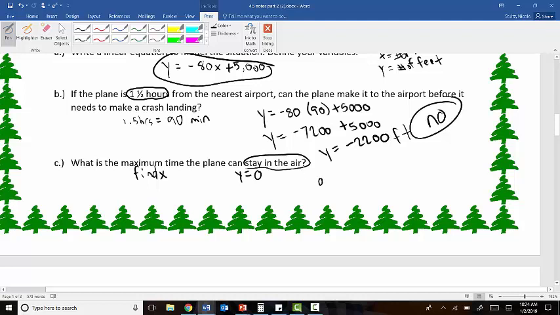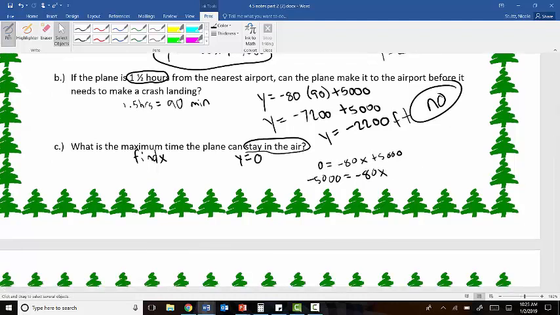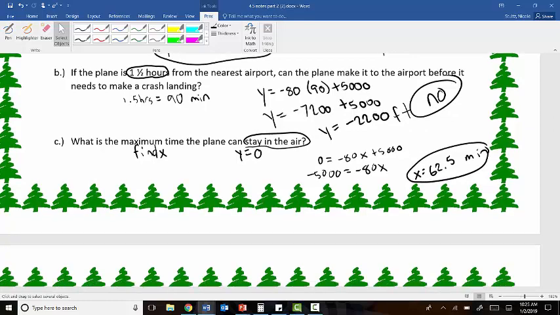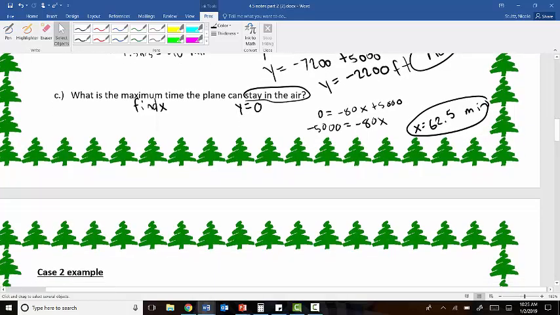So I'm going to put 0 in for Y, but I'm going to leave X in the problem. So you're actually just solving this equation. So we get negative 5,000 equals negative 80X. So when I divide, I will get 62 and a half. And I always label my answer. It said, what is the time? So time is in minutes. So the plane at this rate can stay in the air 62 and a half minutes. So if it needs to travel further, it ain't going to make it. We got to stop the plane.